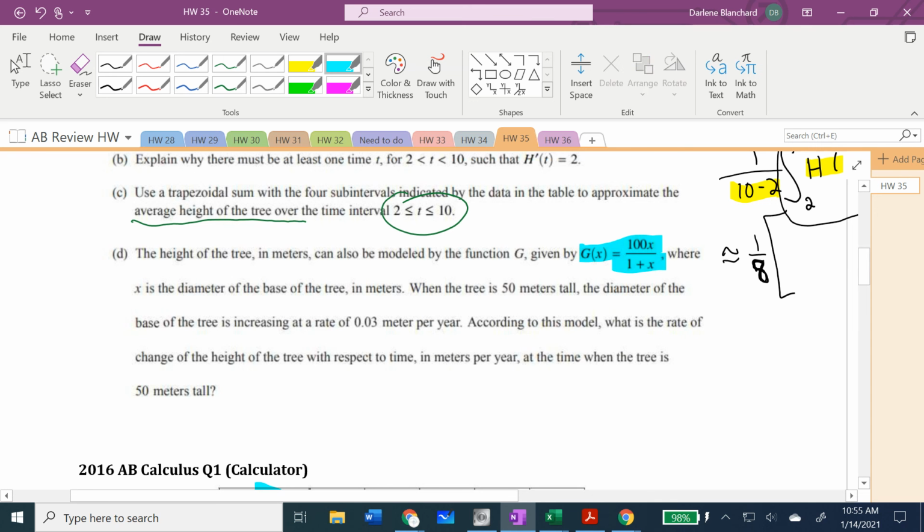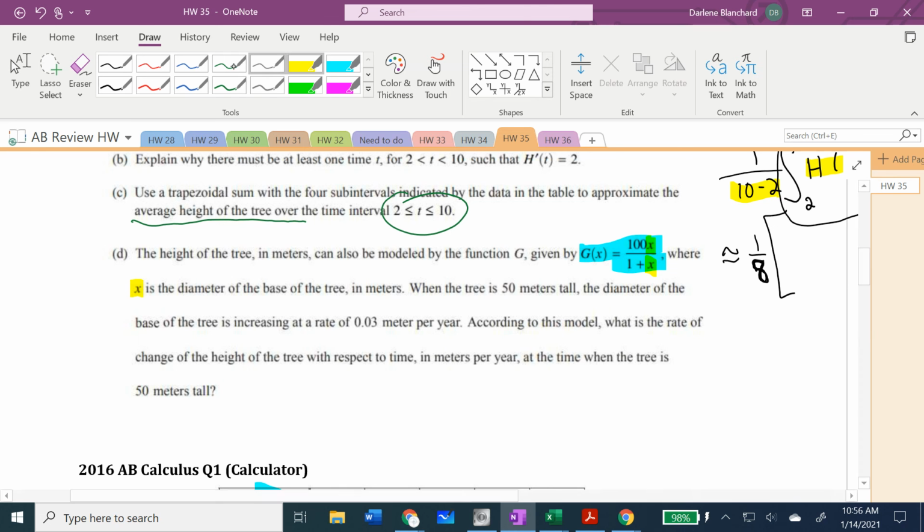and later on they give you a model that is an equation that you're going to use instead of the table or with the table. In this case, you're going to use it instead of the table. All right, so g is also the height of the tree. X is the diameter of the base of the tree, and that's what it is in terms of.